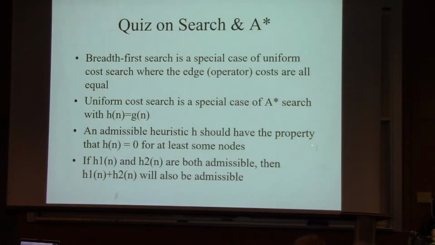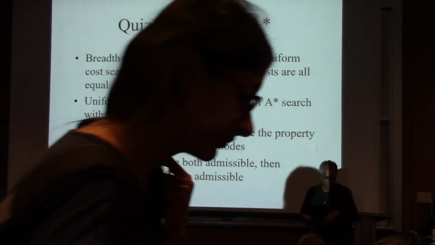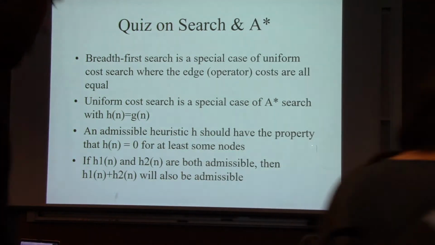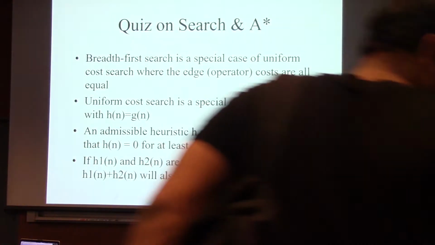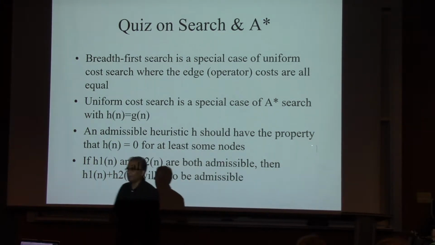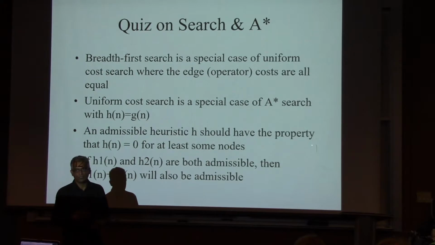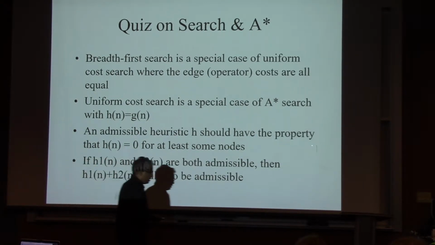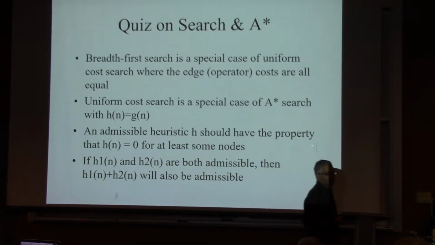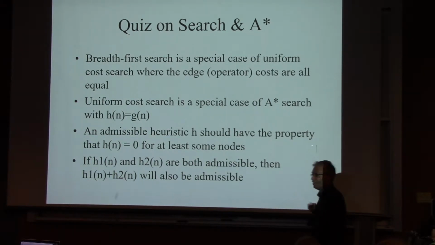So 91% of you thought that's true, that is, breadth-first search is a special case of uniform cost search where the edge operator costs are all equal. That is indeed the case. In fact, the strange thing is the term uniform cost search is used to talk about the case where the edge costs are non-uniform. It's almost sadistic to name things in such silly ways, but that's the way it is. The uniform there doesn't mean that all the edges have the same cost. It actually means that the edges have very, very different costs.